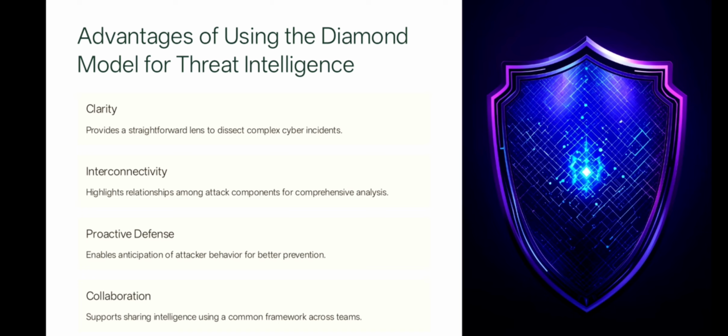4. Encourages analyst objectivity. By structuring information in a consistent model, the Diamond model reduces subjective interpretation. It forces analysts to collect evidence across all four vertices. Reduces bias in attribution or threat severity ratings. Theory insight. This adheres to structured analytic techniques, SATs, used in intelligence fields to mitigate cognitive bias.